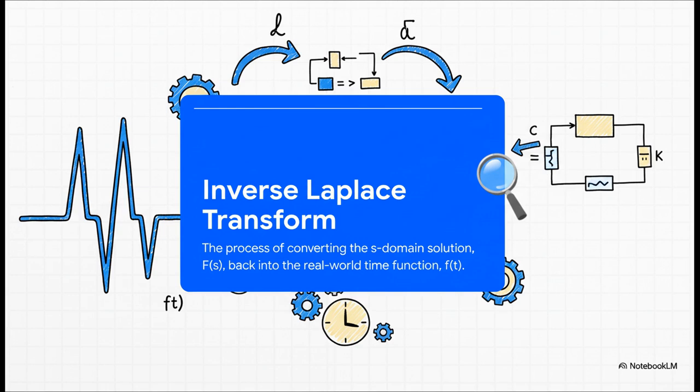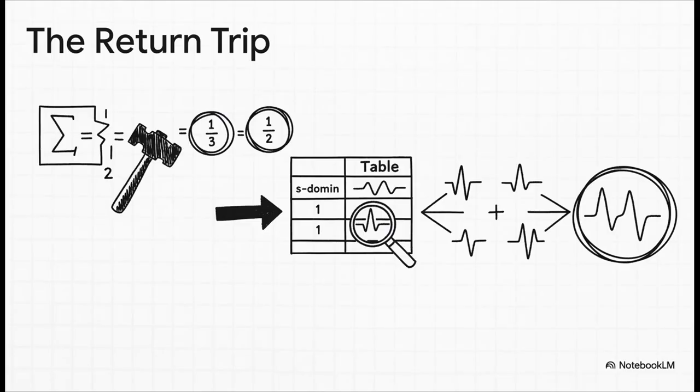It's basically the undo button. It takes our nice, neat algebraic solution from the S domain and turns it back into the actual function of time that tells us what our circuit is really doing, second by second. Now, you're probably thinking, oh great, here comes the hard calculus again. But nope, there's another shortcut here too.